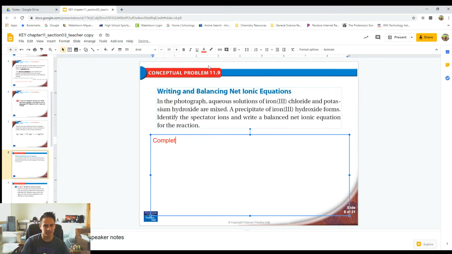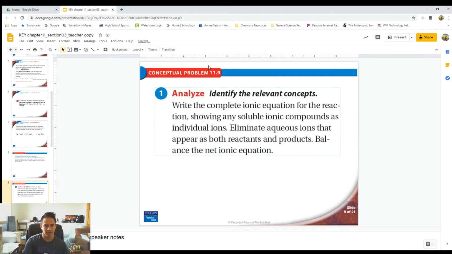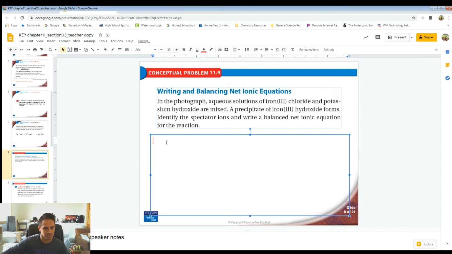So let's just go, so balanced equation. Balanced, oh, what did I just do? I don't know what just happened. All right, must have hit a button.